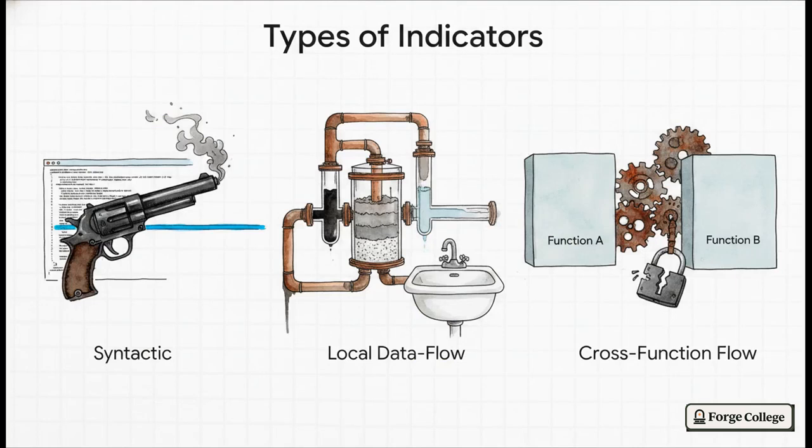Now, to make our investigation super systematic, we mechanically classify these clues into 3 distinct categories. This helps us know exactly what kind of evidence we're looking for. First up, we have syntactic indicators. These are your single-line smoking guns, like suddenly seeing the use of tx.origin. Second is local data flow. This involves tracking tainted variables to see if unvalidated data is somehow reaching a critical function or a sink. And third, cross-function flow. This is where we look at how a shared storage variable might be manipulated across multiple functions without the proper access checks in place.